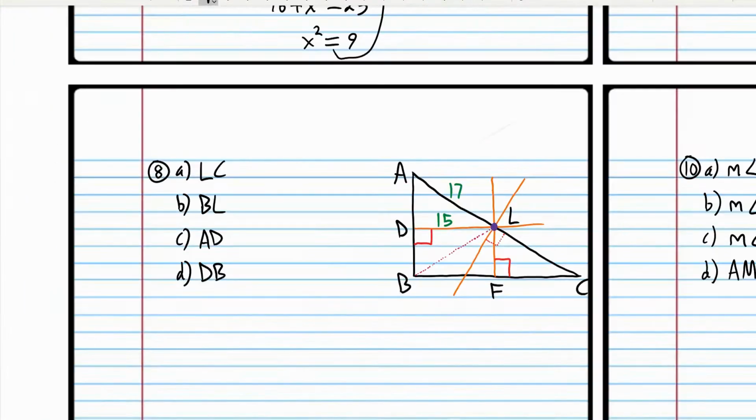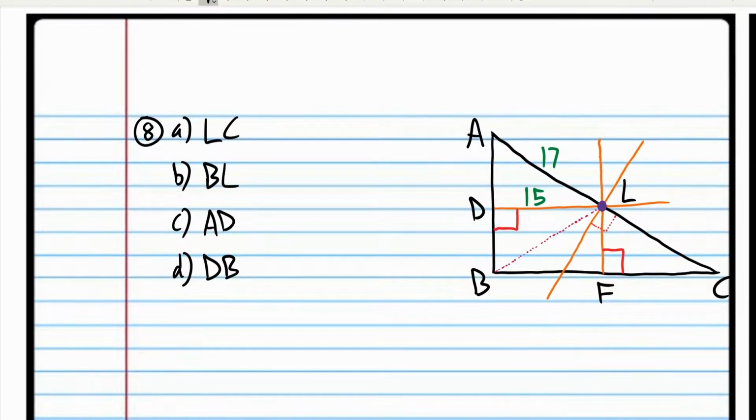All right, on to number 8. Now remember, point L, we're told that's the circumcenter. Because it's the circumcenter, and these orange segments are going through the circumcenter and they're perpendicular to the sides, that means these orange segments must be perpendicular bisectors. They must be. And this one here is a perpendicular bisector because we have that little dotted box.